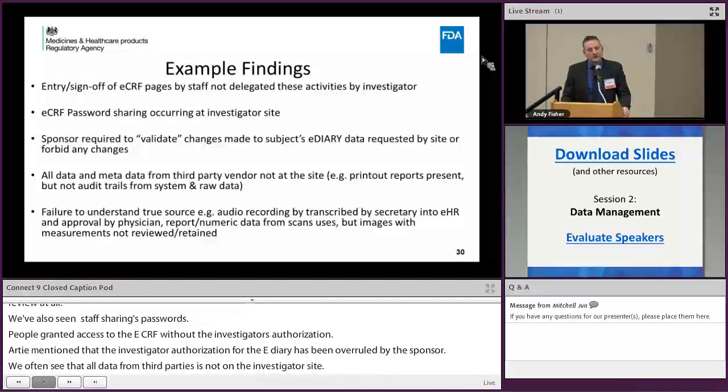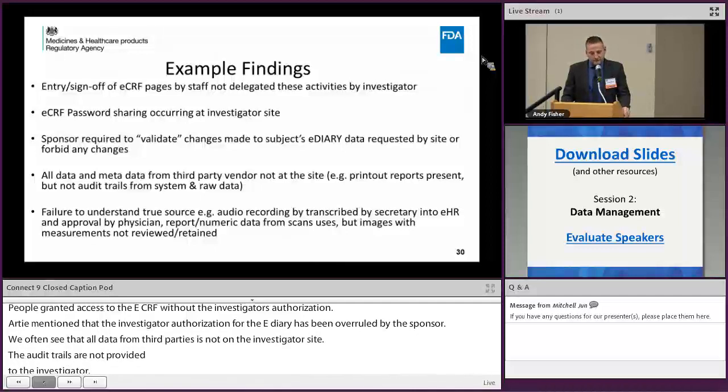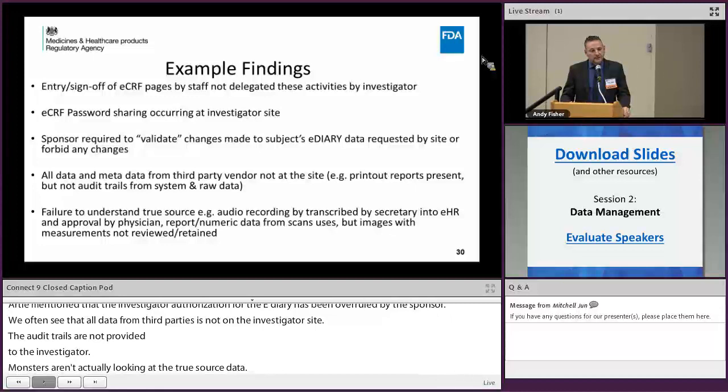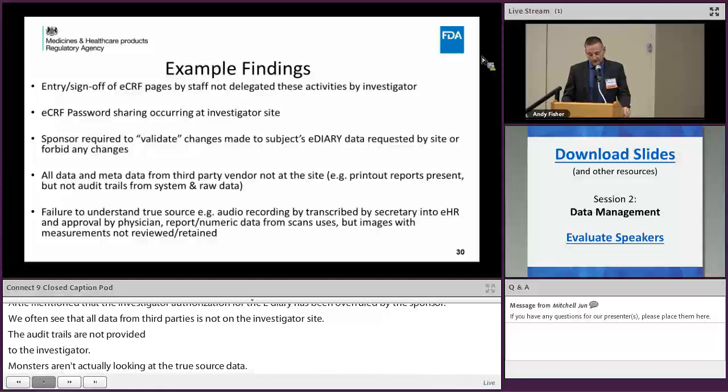So, for example, we had a trial where you had audio recordings transcribed onto paper and the monitor never looked at the original or listened to the original recordings, or they rely on reports from the CT scanning department but never go to the CT scanning department to look at the actual scans and the measurements on the scans.